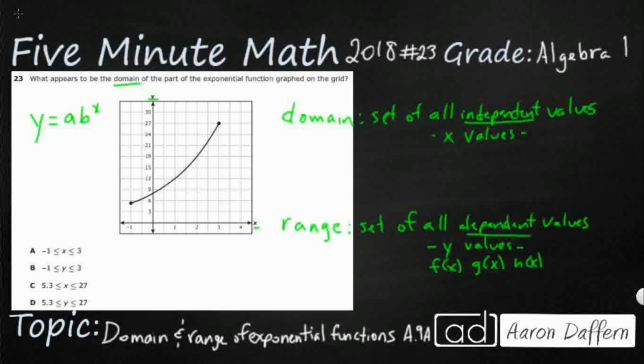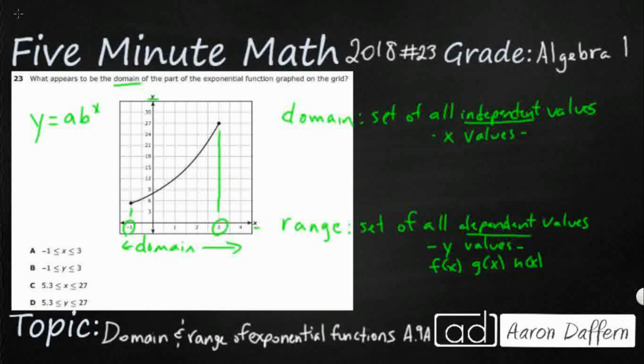So how would we find the domain and the range of this particular graph? The domain is the x values, so the domain goes side to side. We're just looking at where it starts. It looks like it starts right there at -1, and it goes right here to 3. I'm just looking at my x values here, not the y values.